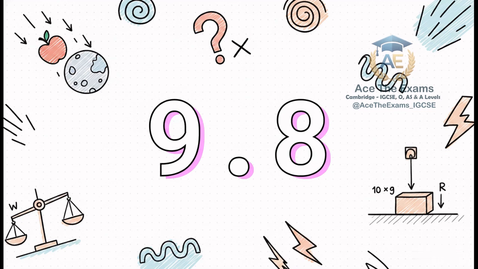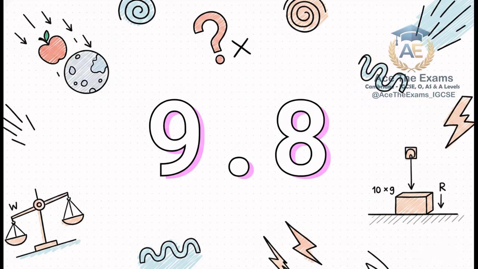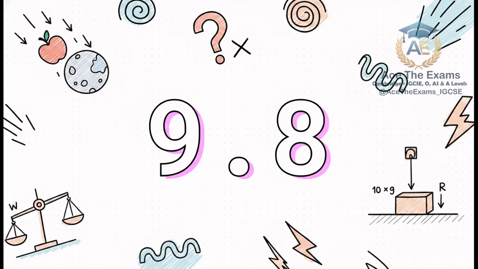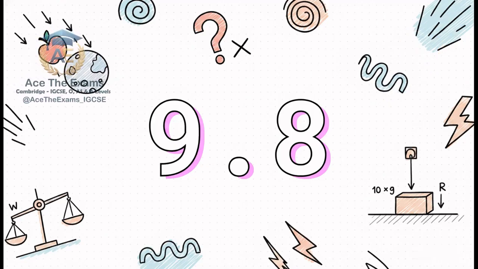Remember, weight is a force. Mass is just the amount of matter. So, if a question gives you a mass of 10 kilograms resting on a surface, the downward force is not 10. It's 10 multiplied by 9.8. Forgetting that distinction? Yeah, that is gravity's revenge on your final grade.